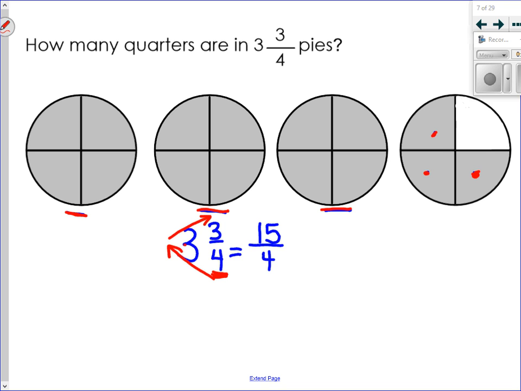So I'm multiplying 4 times 3 to get 12. 3 pies that each have 4 pieces. That's 12. Plus, there are 3 more pieces in this last pie here. I'm adding that on to get this top number here, 15. 4 times 3 is 12, plus 3 more pieces is 15. That's how you convert from a mixed number to an improper fraction.